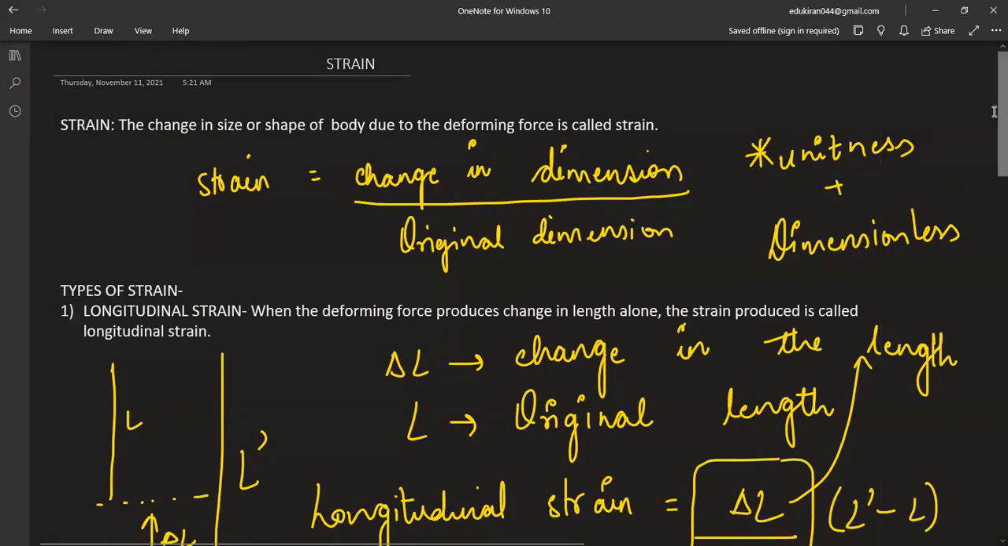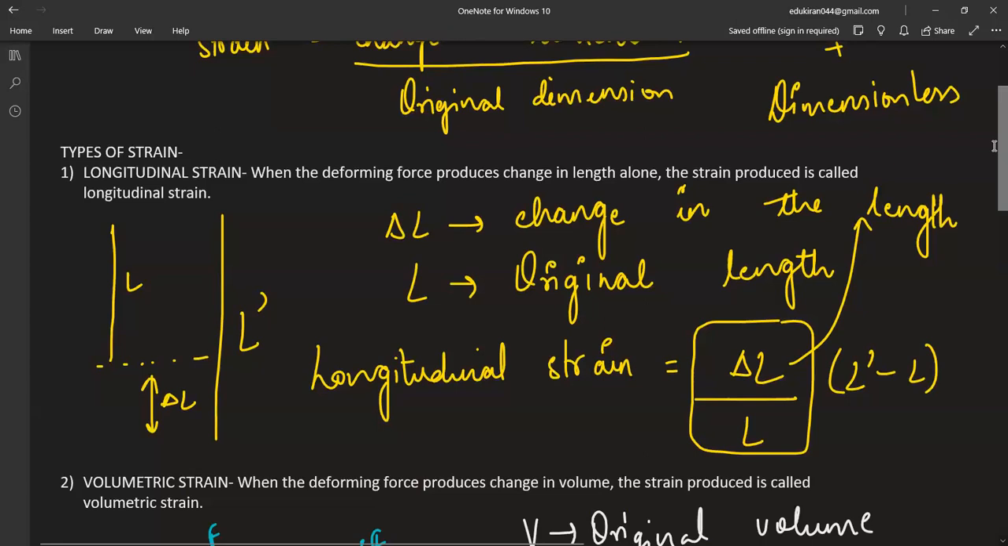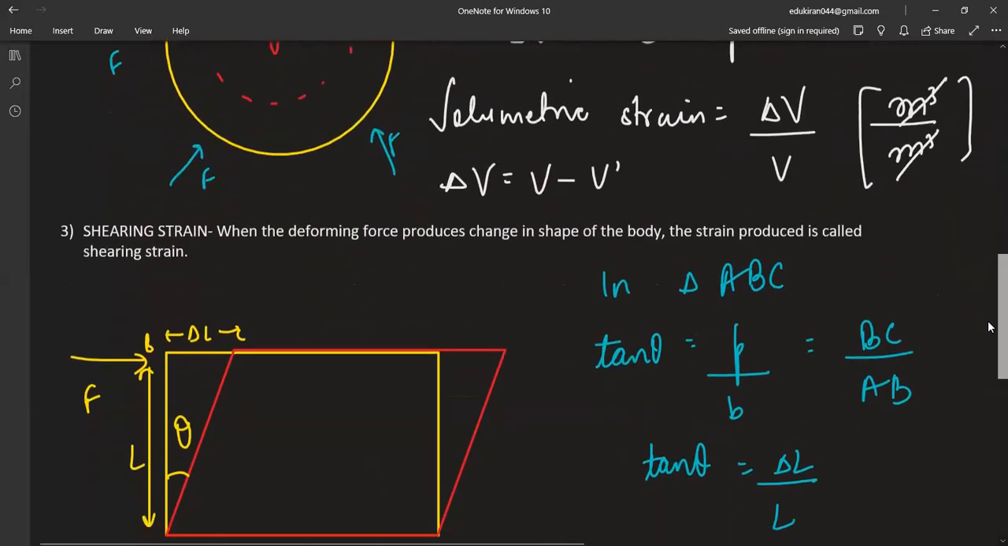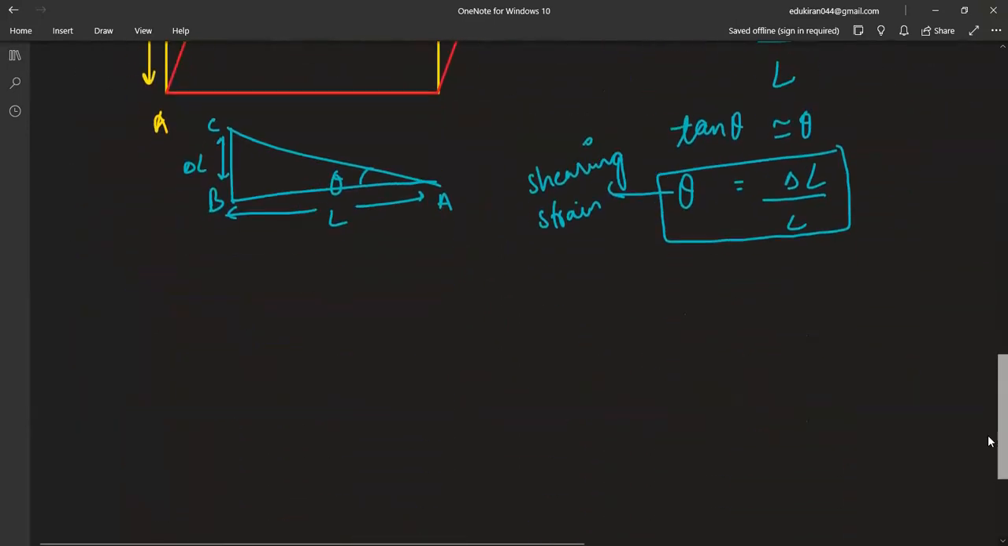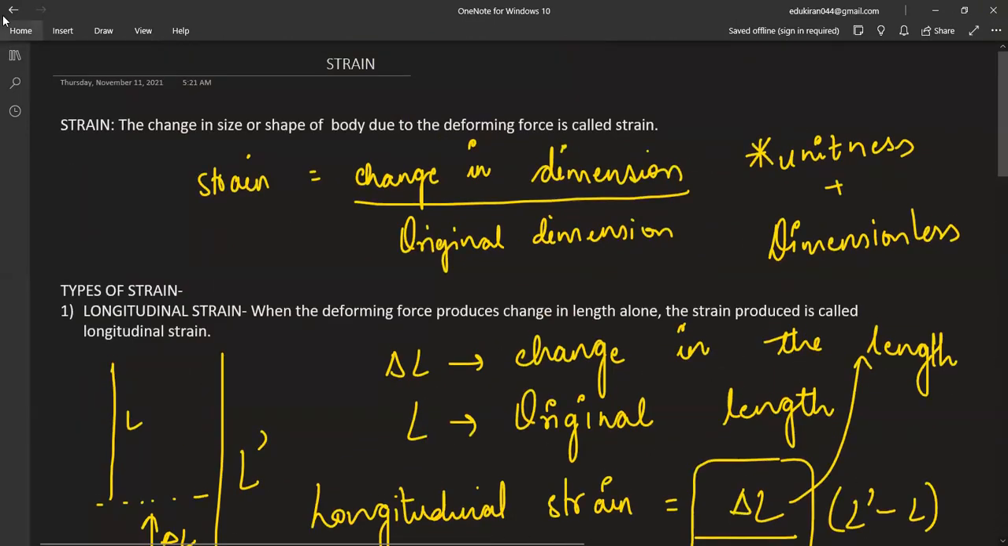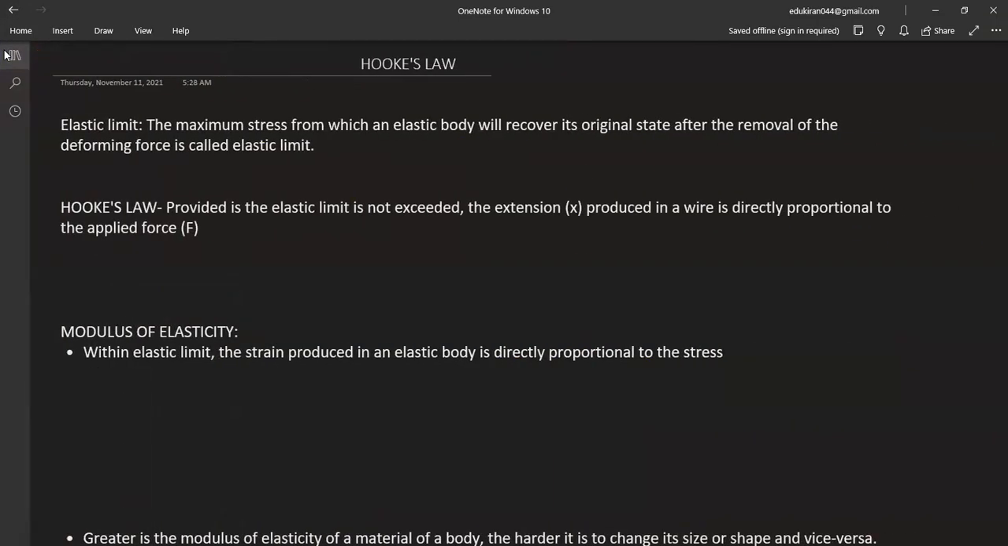Then you have strain. Strain is a change in dimension by original dimension. So if length changes, we get longitudinal strain. If volume changes, we get volumetric strain. And finally, if the shape changes, we get shear strain. Now, see, Harsha, depending upon the ratio of stress and strain, we have few quantities. Before that, let us discuss what is meant by Hooke's law.